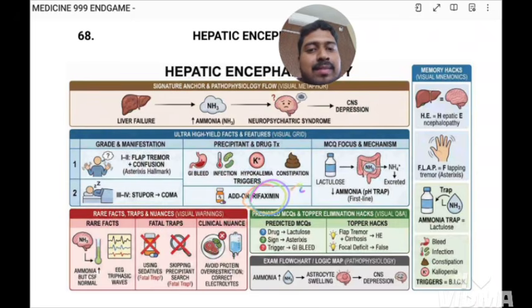One is rifaximin. Rifaximin is used to sterilize the gut because there are some bacteria which produce ammonia. If the ammonia is decreased in the gut, then there will be decreased absorption of ammonia, and as a result ammonia in the blood is decreased, and hepatic encephalopathy features will decrease. A similar thing is done by lactulose also.